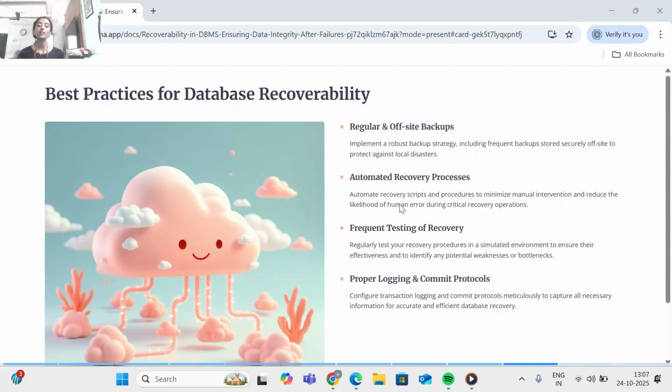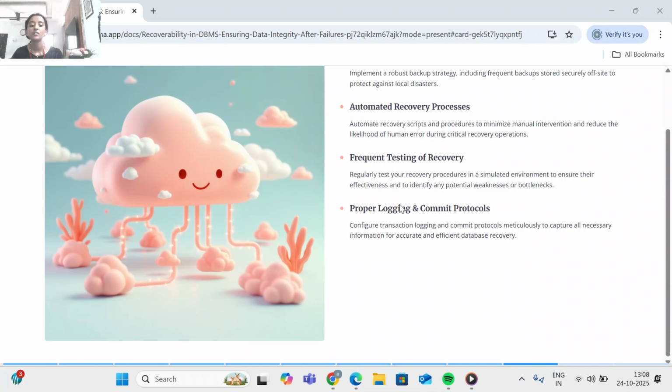Regularly test your recovery procedures in a simulated environment to ensure their effectiveness and to identify any potential weakness or bottleneck. Proper logging and commit protocol: configure transaction logging and commit protocols meticulously to capture all necessary information for accurate and efficient database recovery.